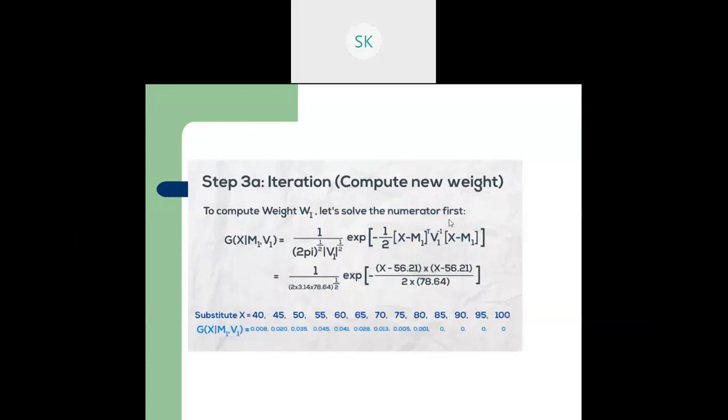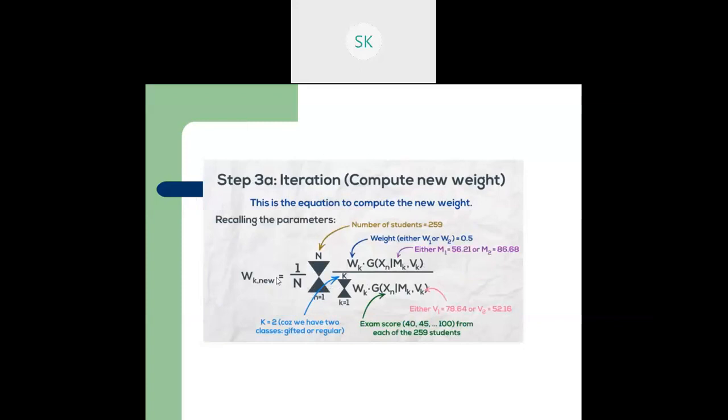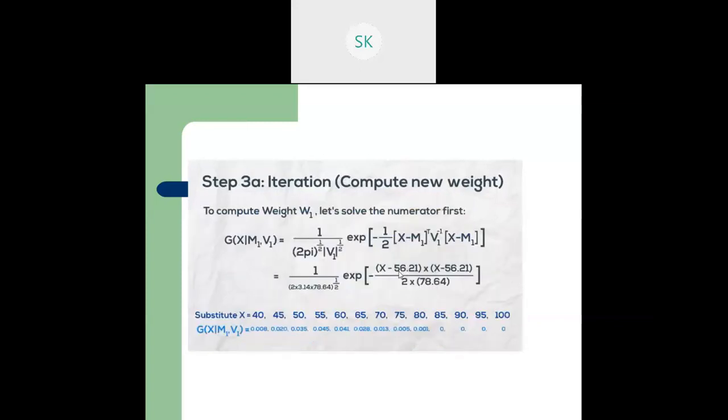Next step is now to compute the weight W1. Let's solve the numerator first. Now we are computing the W1 through this formula. So g of x by m1 v1 is computed first. To compute w1, the process is first compute g of x of m1 v1, the mean and variance of the first component. X in our exam score is equal to the matrix representation of this form. This formula is already explained in the previous slide.